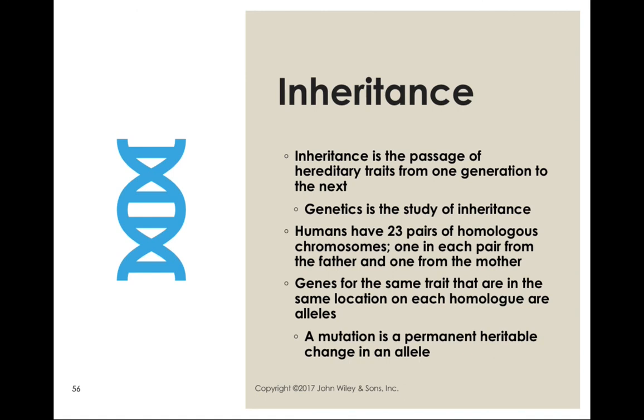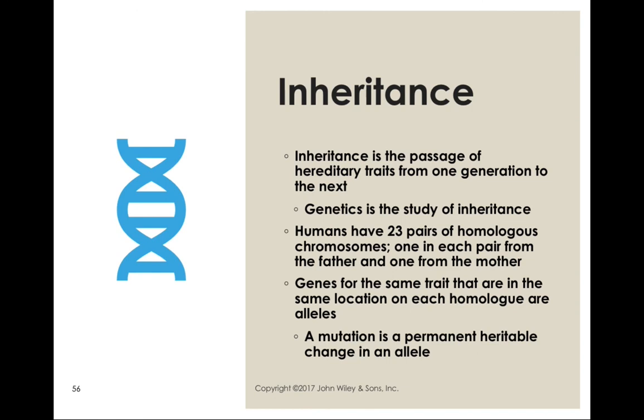A chromosome is essentially a bunched up, very long strand of DNA, and genes are segments of those chromosomes. All genes for the same traits are found in the same locations on each homologous chromosome in both mom and dad's set of chromosomes.